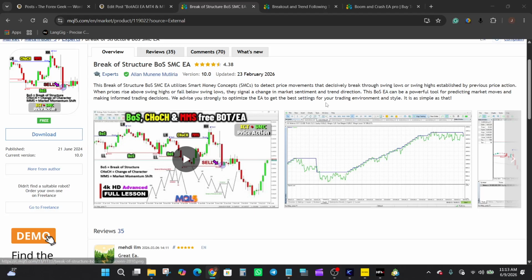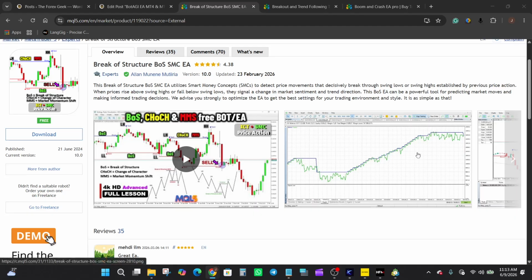Now, moving into the features and concept explanation, the core idea behind this EA is break of structure detection using smart money concepts. In simple terms, it watches how price interacts with previous swing levels and uses those structural breaks as a reference point for market direction changes. This is meant to help identify when momentum is shifting from one direction to another. There are no additional feature breakdowns, risk parameters, or complex settings described in the marketplace information provided, so the emphasis here remains on the structural logic rather than customizable trading components.